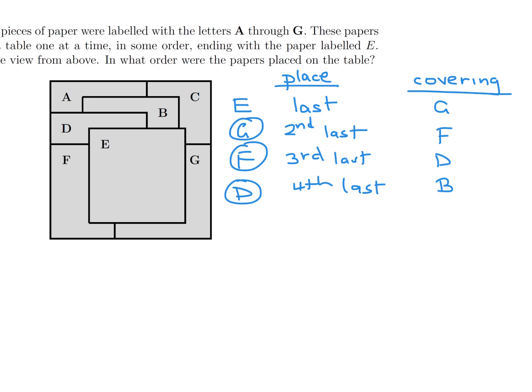After D, I think, well, B. Yeah, that'll be fifth last. And B covers, let's see here, oh boy. A would be my guess, since A looks like it's bigger. So then A goes here, and then A covered C. So C is the seventh last or first.